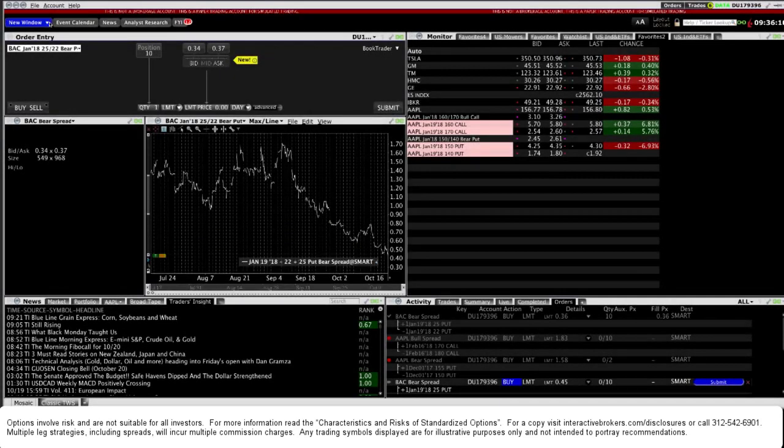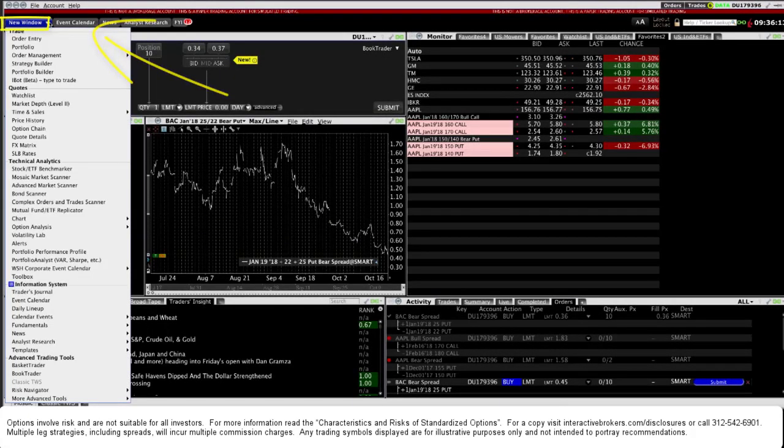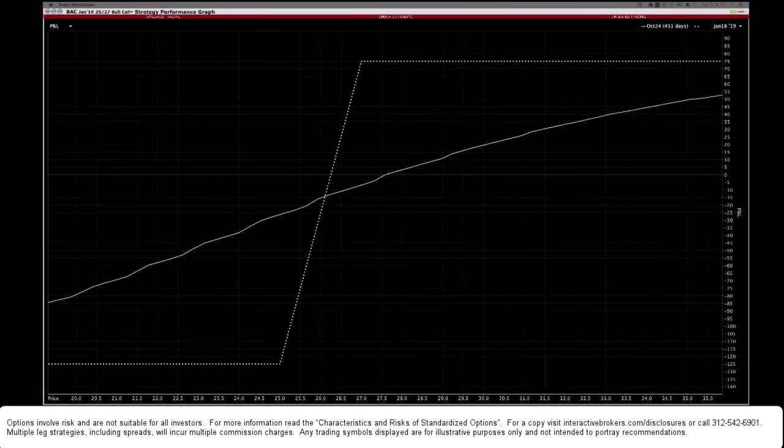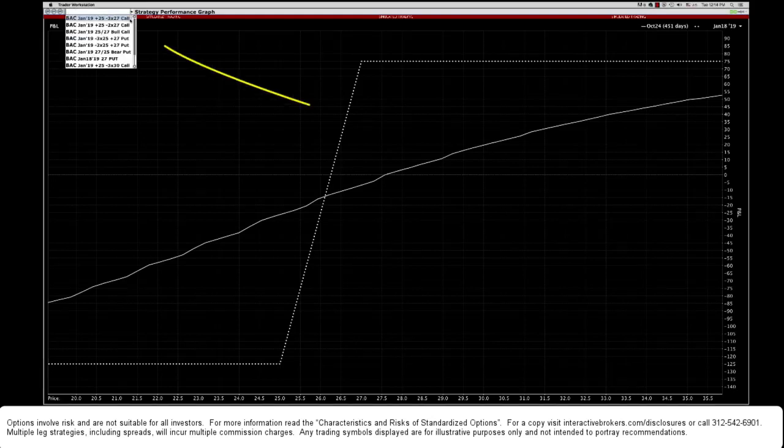The Performance Profile window can be accessed from the blue New Window button and located in the Option Analysis directory beneath Option Analytics. You could also embed the profile window in Mosaic, or you can build and save a whole page devoted to options if you wish. Clicking on any of the spreads in either a watch list or from the order panel will display the spread.